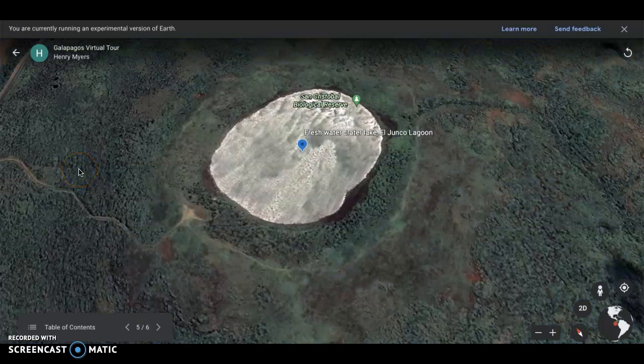Here we have the freshwater crater lake here of El Junco Lagoon. Now, this is of course on one of the older islands. We can tell because the vegetation is much thicker and looks much more eroded.